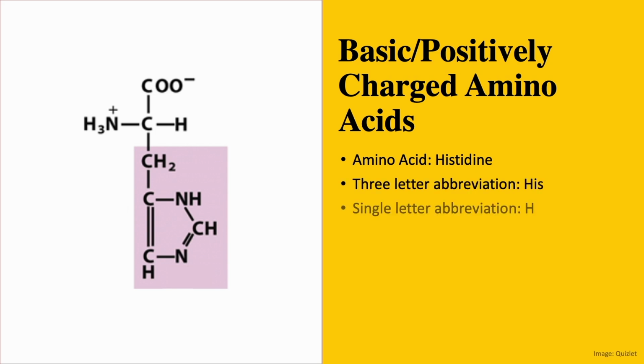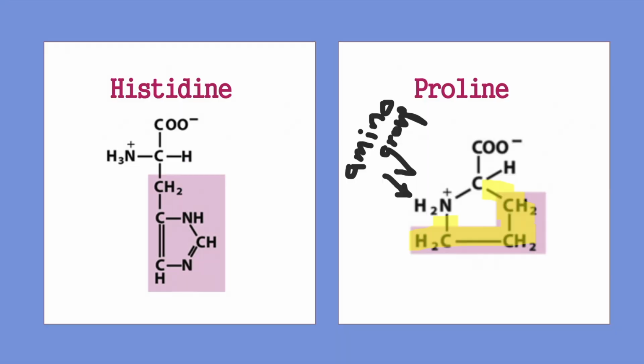And finally, we have histidine. Histidine is one of the easier amino acids to remember because it has a ring structure at the end of the R group. It does not contain a benzene ring, so you know it's not one of the aromatic amino acids. The other amino acid that may look somewhat similar to histidine is proline. Remember, the last amino acid of GAVLI-MP, the aliphatic amino acids.